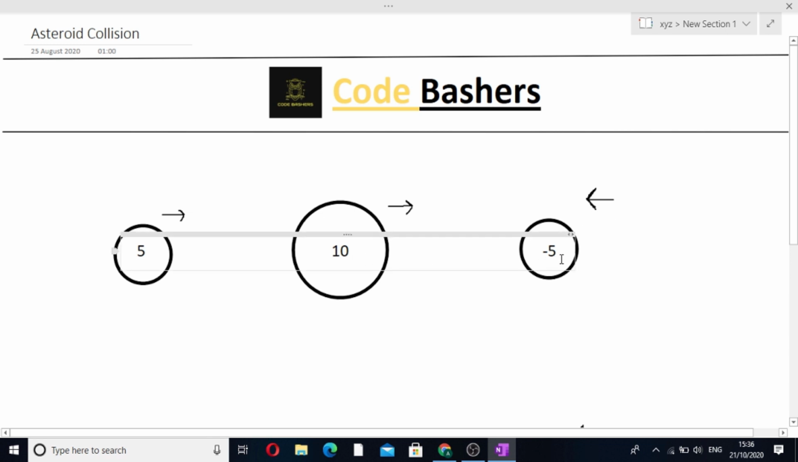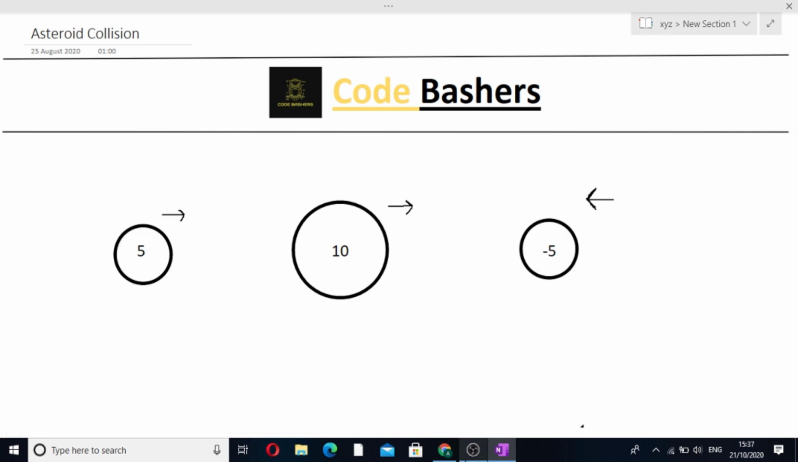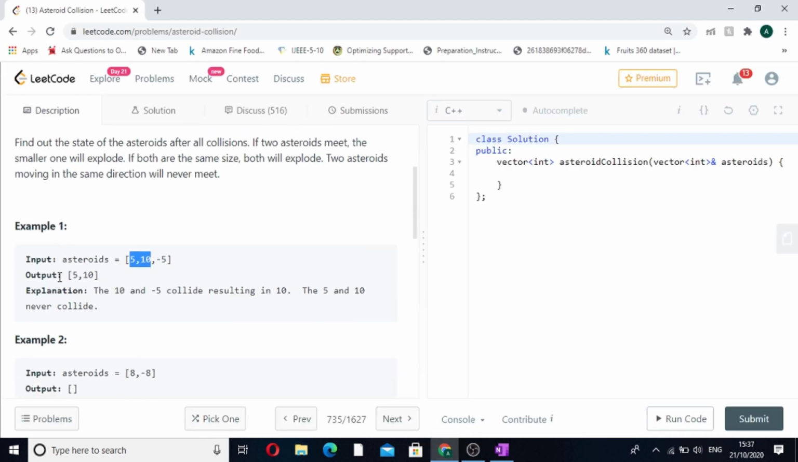So what will happen? This minus 5 asteroid will collide with this 10 asteroid, and when they collide, the asteroid with the smaller mass will burst out. The asteroid with the smaller mass is minus 5, so it will burst out. So the collision of 10 and minus 5 will result in 10. So our answer will be 5 and 10 for this case.